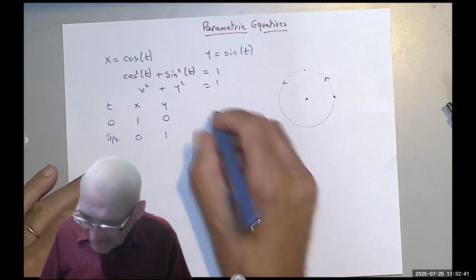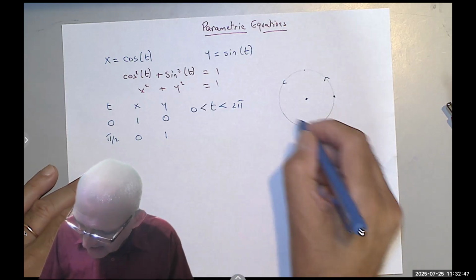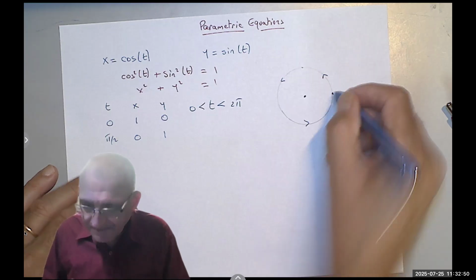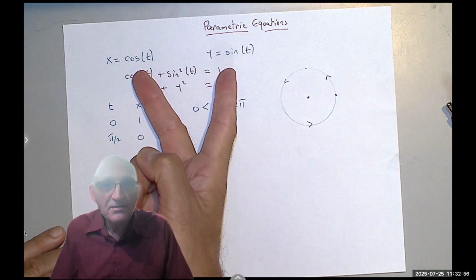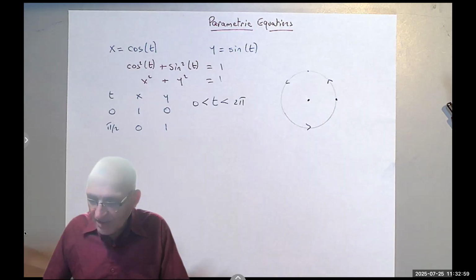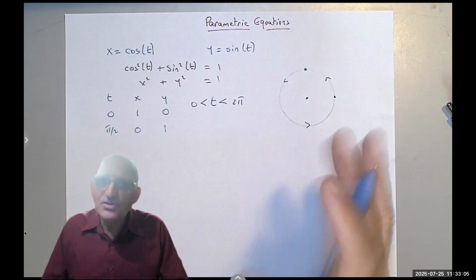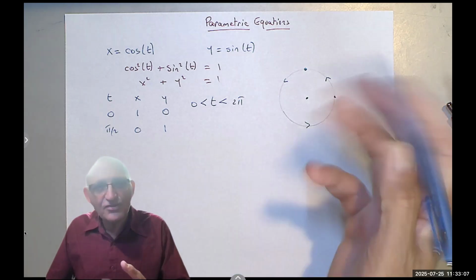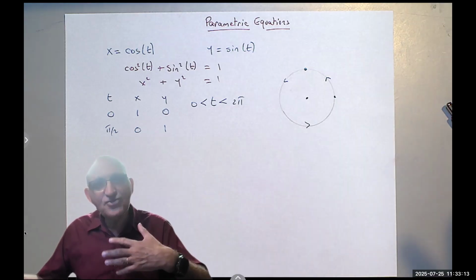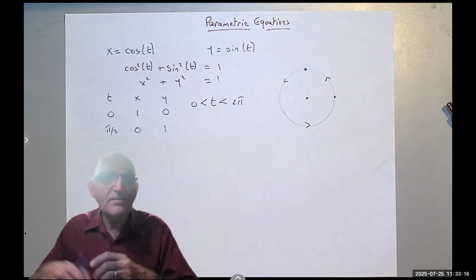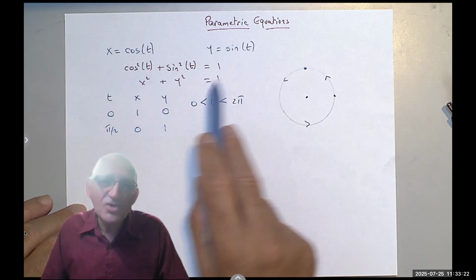Unless I tell you t, say, is greater than 0, less than 2 pi, in which case you will go just one cycle. What if I switch the sine and the cosine? Okay, so x would be 0, y would be 1. So I start here, and then I go still counterclockwise. And you can use a negative and stuff to reverse the direction, but that's the idea. The idea is we are using trig most of the time to come up with an equation like that. Okay, x squared plus y squared equals 1.